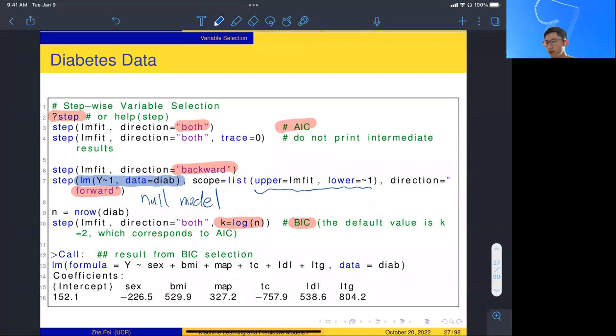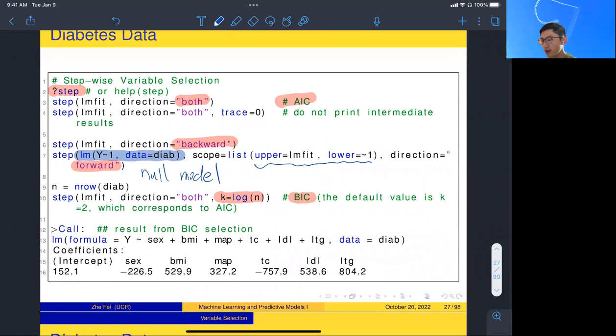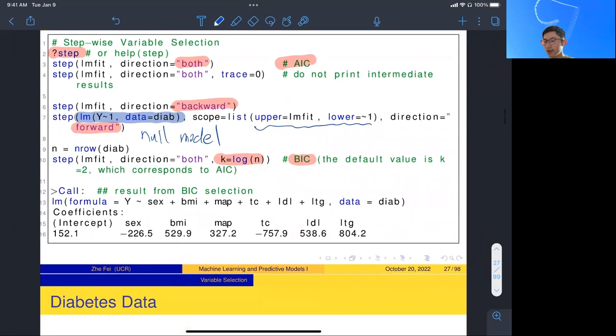So just for illustration, let's see, this output is the result from the BIC selection, meaning the last step function that we use. So we see that instead of all of the 9 predictors, the final model from stepwise would select six variables, and the corresponding coefficients as well. So that's how we could perform stepwise selection in R as an example.